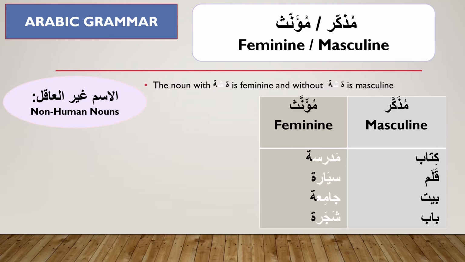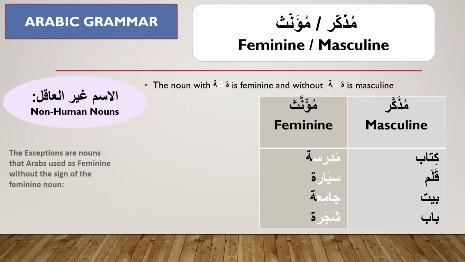Notice that the first column under mudakkar, masculine, all those nouns are missing a ta marbuta at the end, so we will use them as masculine nouns. However, if the noun has ta marbuta at the end, automatically that noun will be considered feminine, like madrasa, school, sayyara, car, jamia, university, shajara, tree. Notice that all these nouns under the column marked mu'annath or feminine end with ta marbuta. Each noun here will be considered feminine because of that ta marbuta.